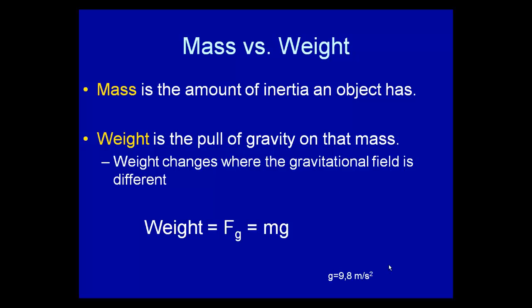Okay, mass versus weight. Mass really is a measure of the amount of inertia an object has. In other words, it's what's keeping it in place. Now, weight is the pull of gravity on that mass. And weight's going to change if g changes. So a specialized case of Newton's second law is Fg is equal to m times g, and g is 9.8 meters per second squared. Again, I'm fully comfortable if you use 10 meters per second squared.